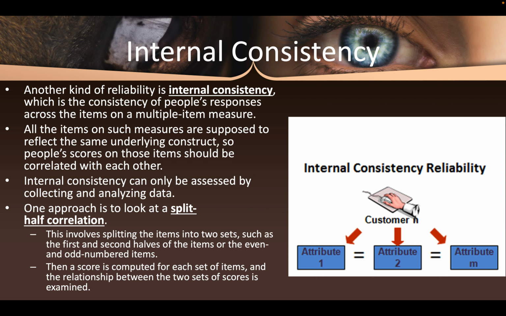One approach is to look at a split-half correlation. This involves splitting the items into two sets, such as the first and second halves of the items or the even and odd numbered items. Then a score is computed for each set of items and the relationship between the two sets of scores is examined. And I could do this with my quizzes. For example, I could take all the odd numbers and see how many people got them right, and look at the even numbers and see how many people got them right, and compare the two to see if my tests have internal consistency.